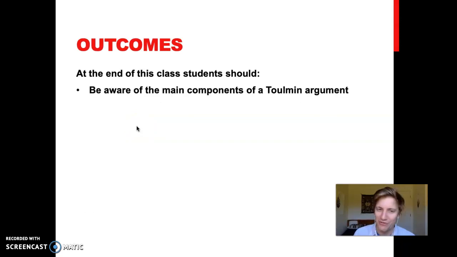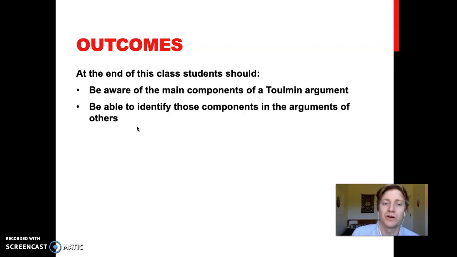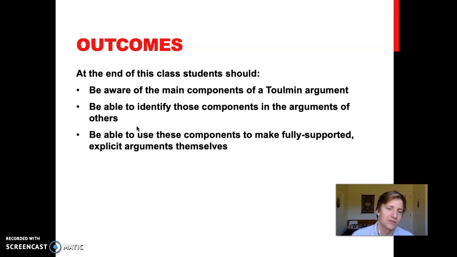What we're going to go over here is, at the end of this lesson, students should definitely be aware of some of the main components of a Toulmin argument, at least the idea of a claim, evidence or good reasons, and warrants. There are a few others we'll go over, but those are really the core things we need to understand from Toulmin argument. We want to understand them so that we can identify those components in other arguments that we might come across or even use in our own writing. And of course, the big goal here is to be able to use these components to make fully supported explicit arguments ourselves.